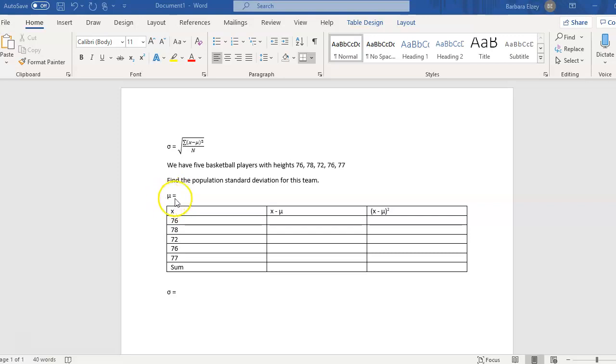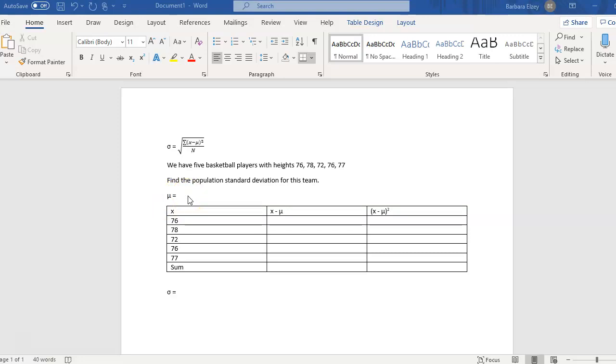First of all, this symbol right here, mu, it's the Greek lowercase mu, and it stands for population mean. And then this symbol right here is the Greek lowercase sigma, and it stands for population standard deviation. So before we do this population standard deviation, let's go down here and let's actually find the mean.